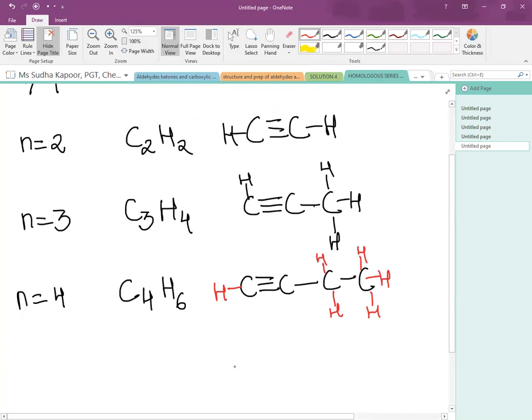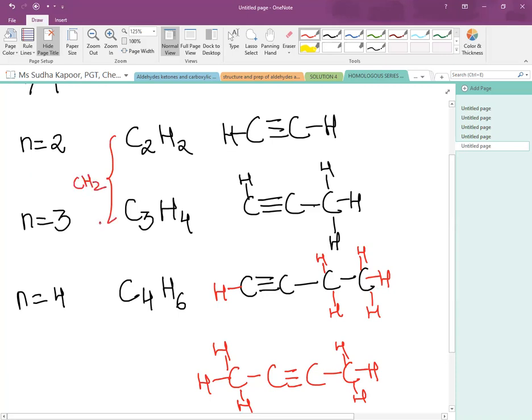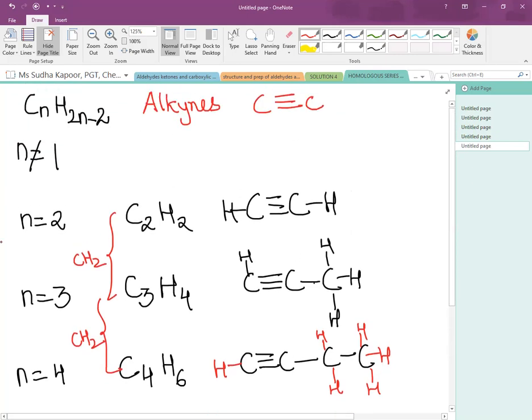But the other possibility that we can draw is the triple bond placed between the second and third carbon atom. So the number of hydrogens can be shown as such, and again, the formula is C4H6. And mentioning this, the homologous series difference is CH2, and again, in this case, it is CH2. The difference maintained is the same, and all will be showing similar chemical properties.